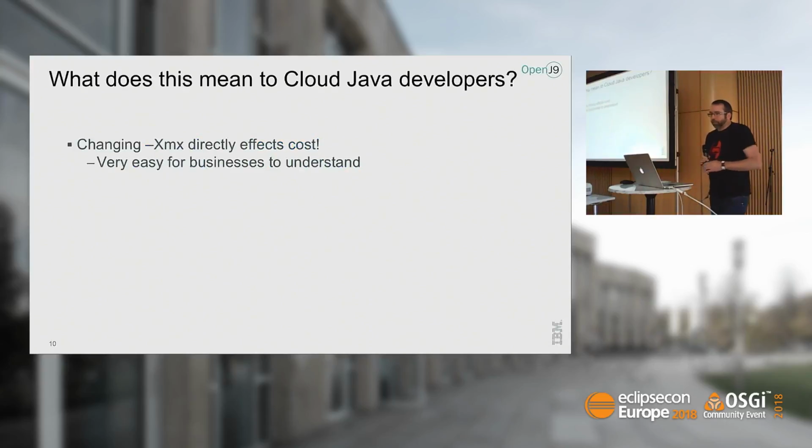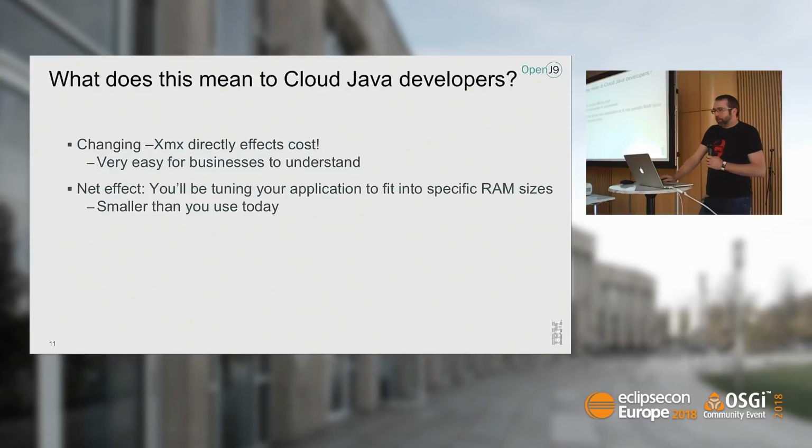So what does this mean for your cloud developers? Changing the Xmx, which is the heap size for your JVM, can have really major impacts on your business. And it's something that's very easy for people to understand because it impacts your bottom dollar. So what this means is you're going to actually try and work into smaller heap sizes for your application, or pick VMs that by default do different size heaps or have different amounts of memory they require for their off-heap metadata.